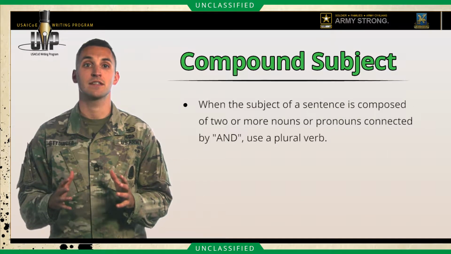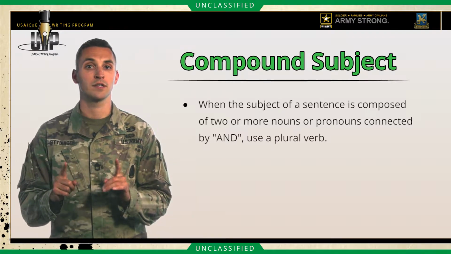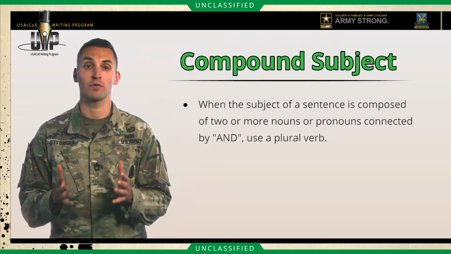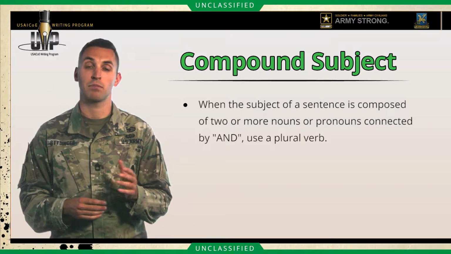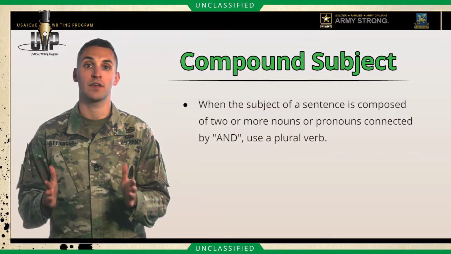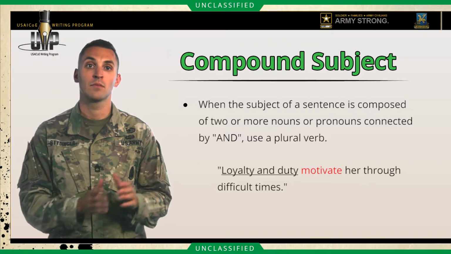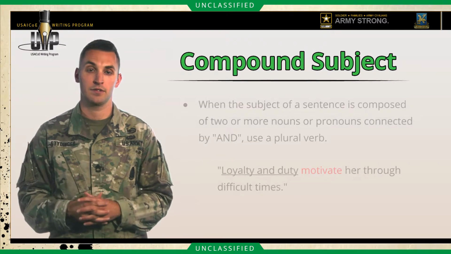When the subject of a sentence is composed of two or more nouns or pronouns connected by the word and, use a plural verb. This forms a compound subject. The and makes the subject plural because it adds together two singular things, in this case, loyalty and duty. Loyalty and duty motivate her through difficult times.